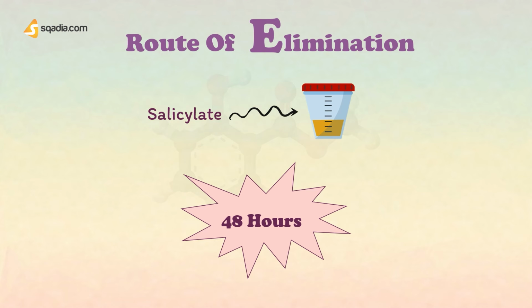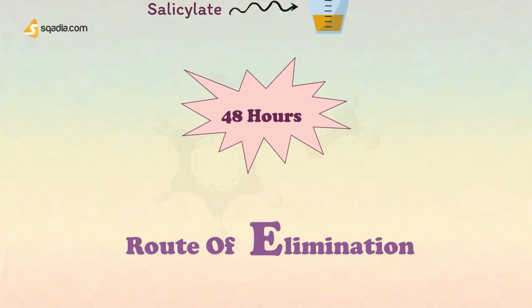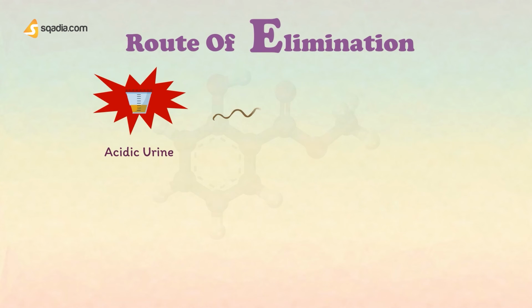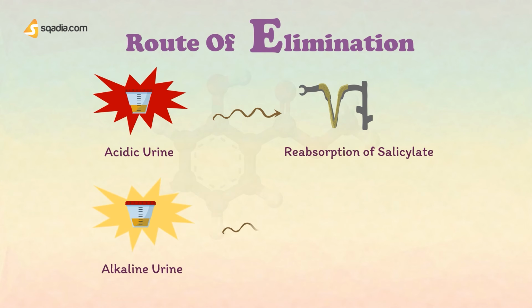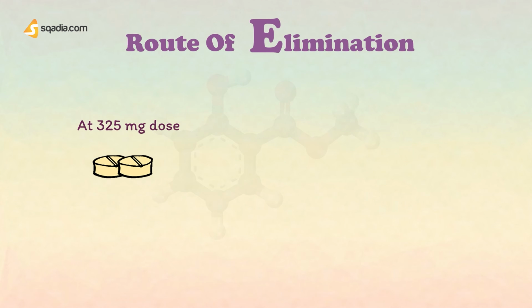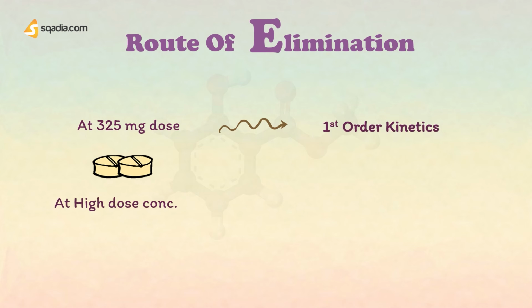Elimination of salicylic acid mainly depends on urinary pH. Acidic urine generally aids in reabsorption of salicylate by the renal tubules, while alkaline urine increases excretion. After the administration of a typical 325 mg dose, the elimination of acetylsalicylic acid is found to follow first-order kinetics in a linear fashion. At a high concentration, the elimination half-life increases.